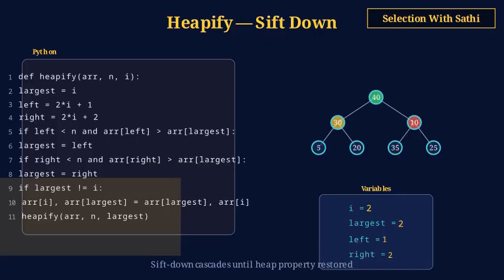Line 10. If largest changed, we swap the current node with the largest child. Line 11. Then we recurse on the child position to push the smaller value further down. This takes O of log n time because we traverse at most the height of the tree.